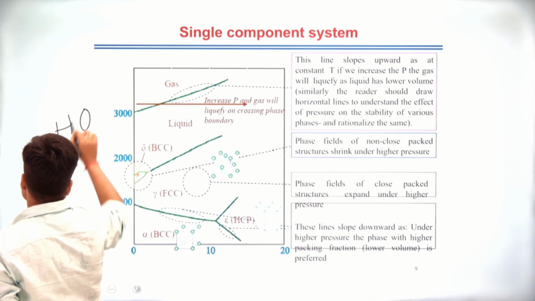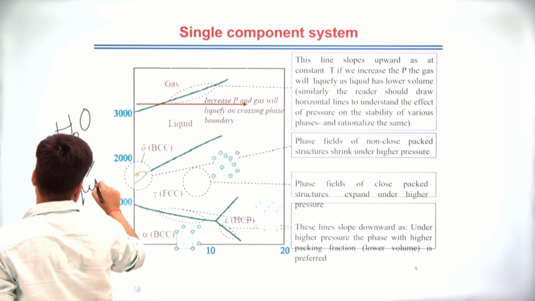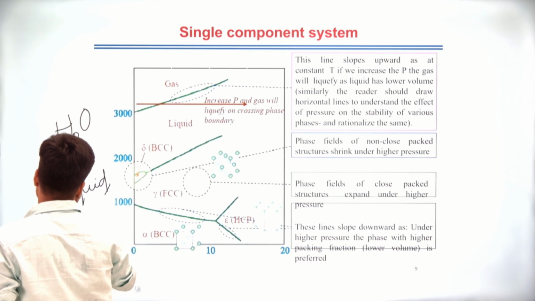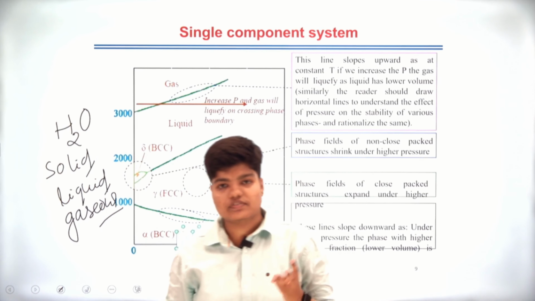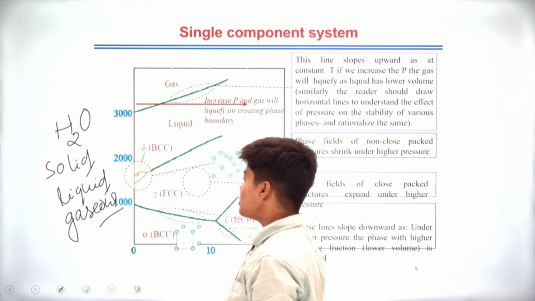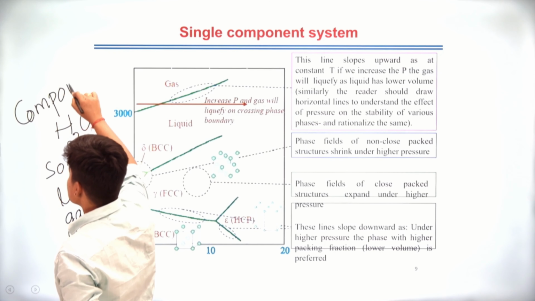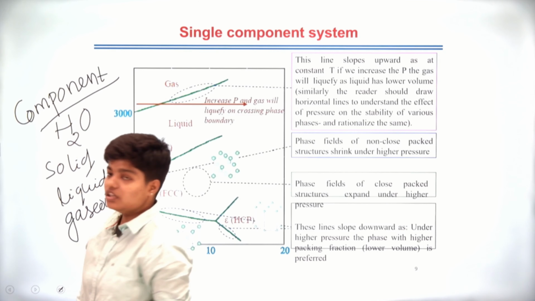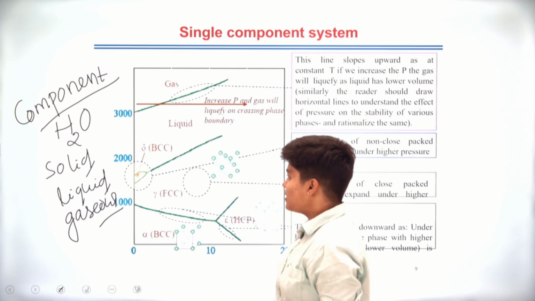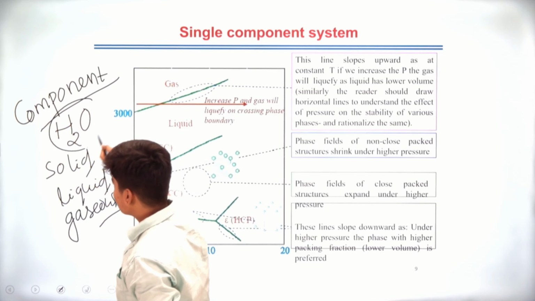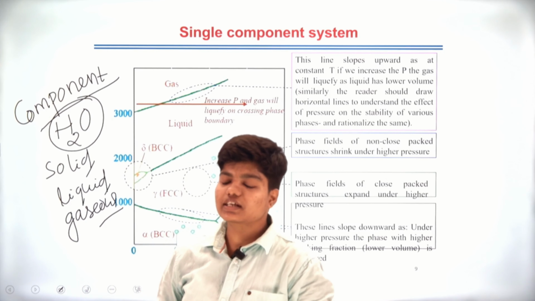In the water system, H2O has three phases: solid, liquid, and gaseous. So we can say the water system contains three phases. Number of components means what? Component means an independent variable, nothing else. It is the independent variable which can determine the phases present. So there is only one component, that is H2O. So the H2O system is a one component or single component system.